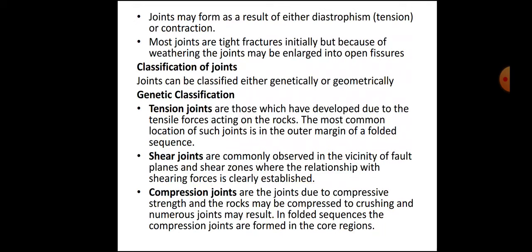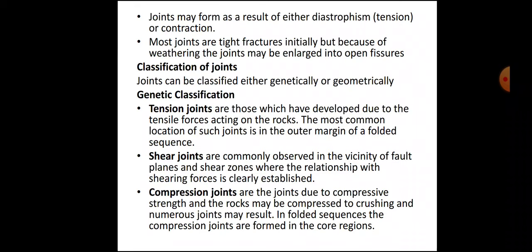Classification of joints. Joints can be classified either genetically or geometrically. Genetic classification. Tension joints are those which have developed due to the tensile forces acting on the rocks. The most common location of such joints is in the outer margin of a folded sequence. Shear joints. Shear joints are commonly observed in the vicinity of fault planes and shear zones where the relationship with the shearing force is clearly established.